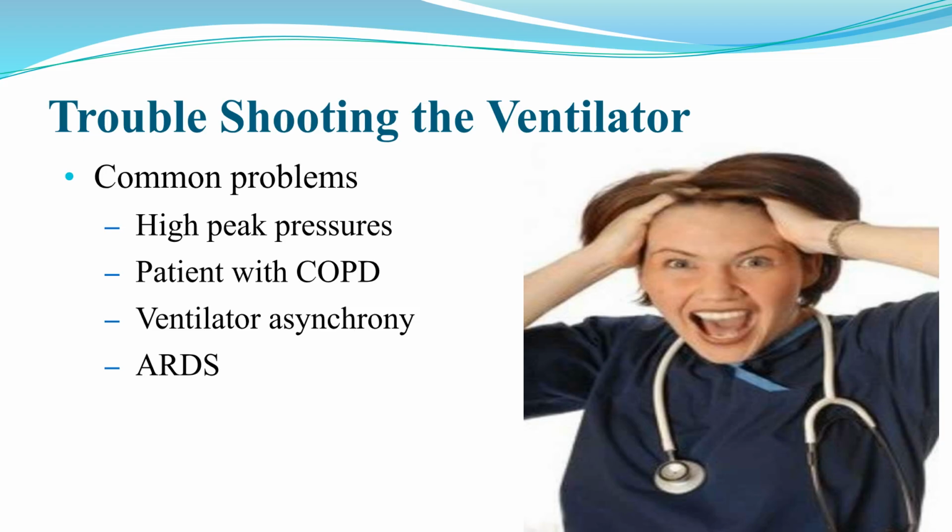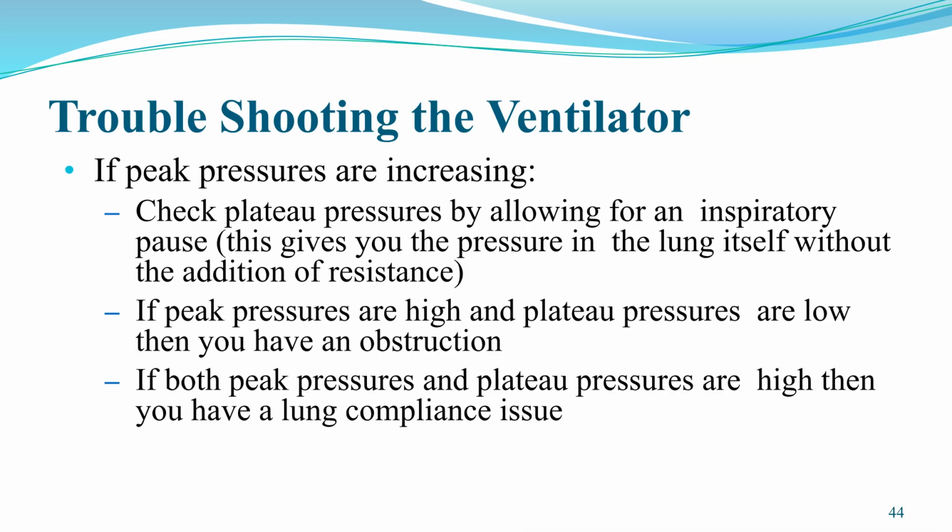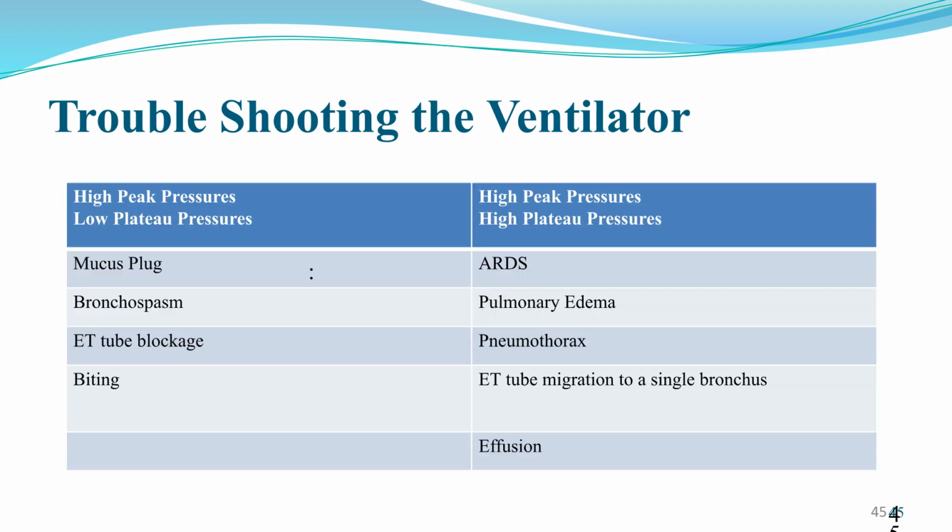The low inspiratory pressure alarm is set 10 to 15 centimeters H2O below the observed peak inspiratory pressure. Causes include a system leak, circuit disconnection, or an ETT cuff leak. High/low PEEP/CPAP alarms are baseline alarms. High PEEP alarms are set 3 to 5 centimeters H2O above the PEEP and can signal circuit or exhalation manifold obstruction or auto-PEEP. Low PEEP alarms are set 2 to 5 centimeters H2O below PEEP and may indicate a circuit disconnect. Common problems when troubleshooting the ventilator include high peak pressures, which can be seen in patients with COPD, ventilator asynchrony, or ARDS.